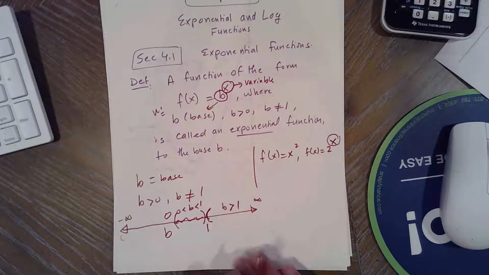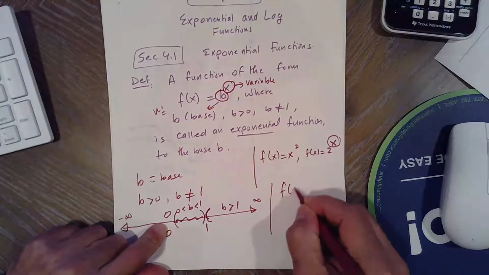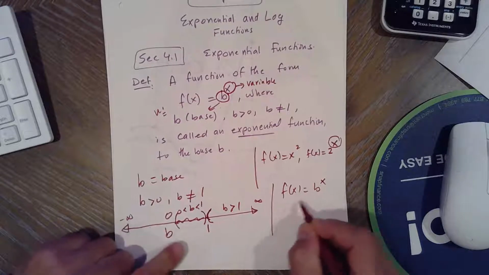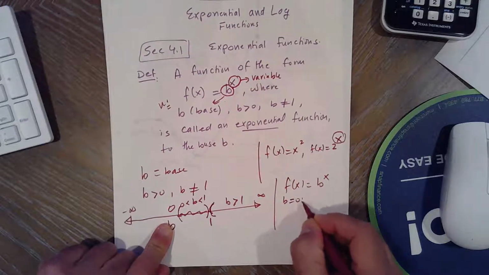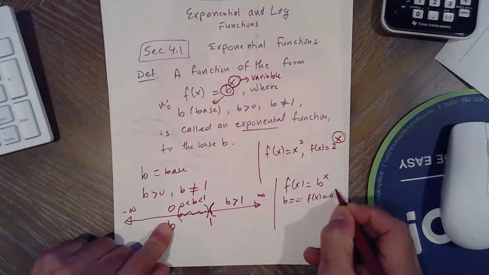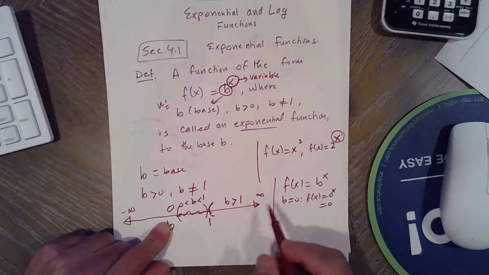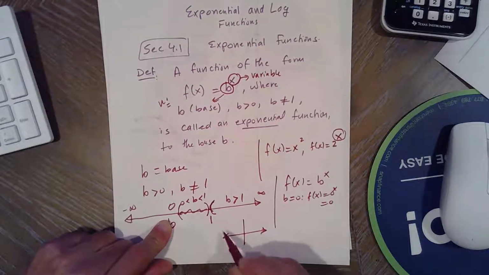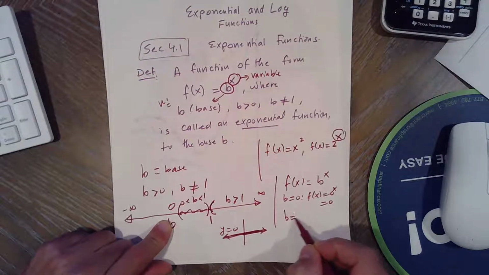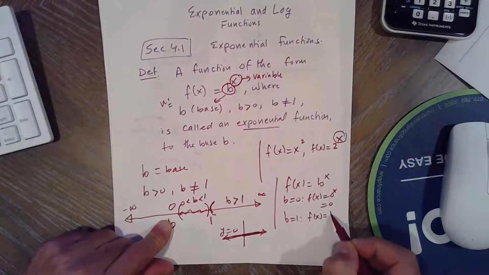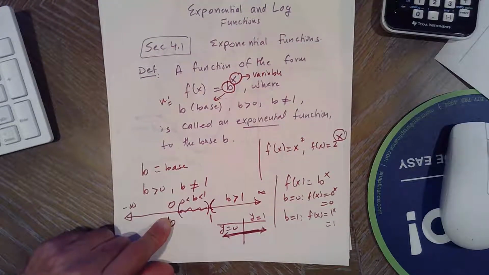So we're talking about f of x equals b to the x. If the base is 1, well, let's start with 0. If b equals 0, then f of x equals 0 to any power, which is 0 as long as x is not 0. So y equals 0 is the x-axis. Nothing exponential about the x-axis. If b equals 1, f of x equals 1 to the x, which is 1. Again, nothing exponential about the horizontal line y equals 1.